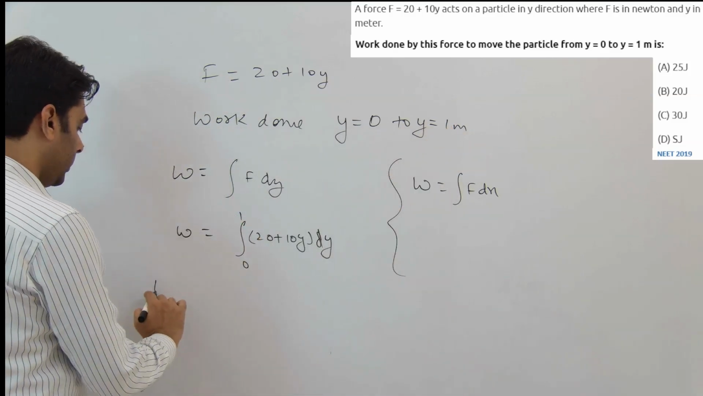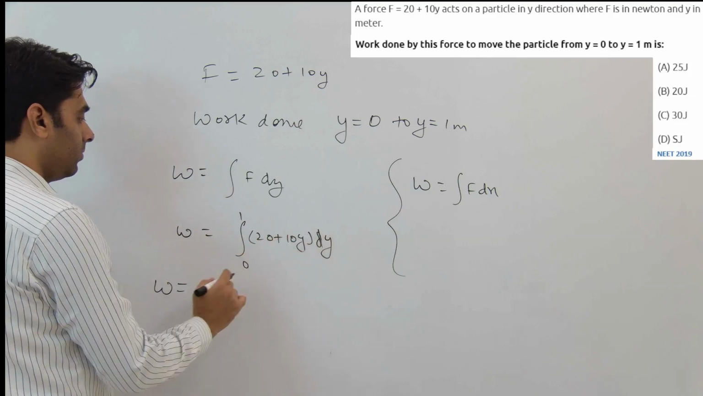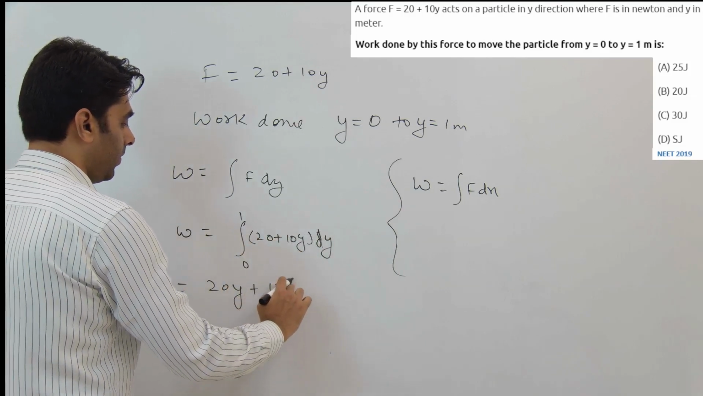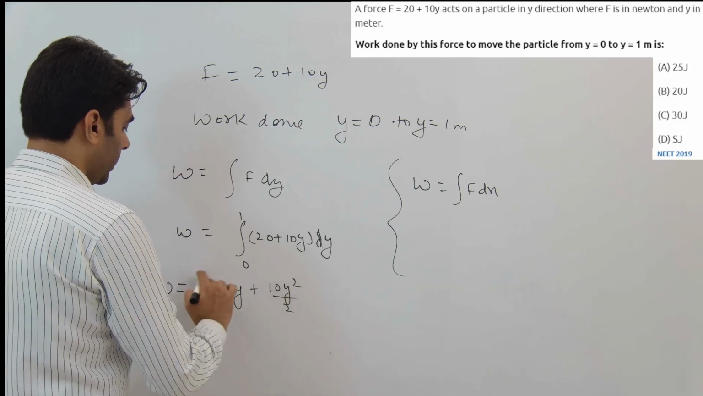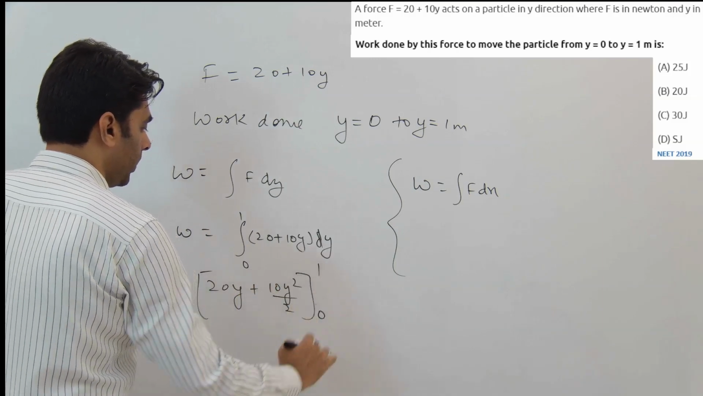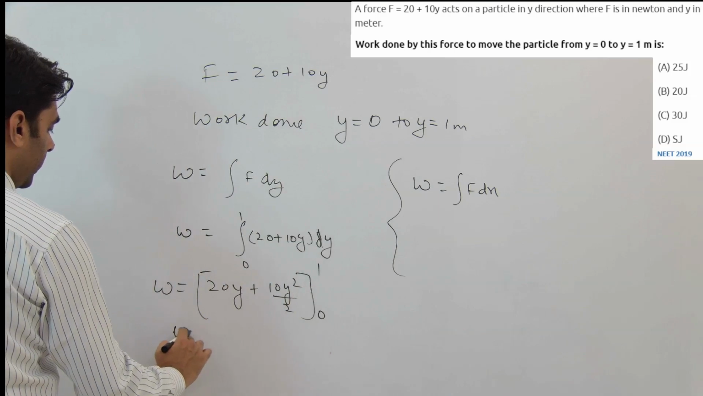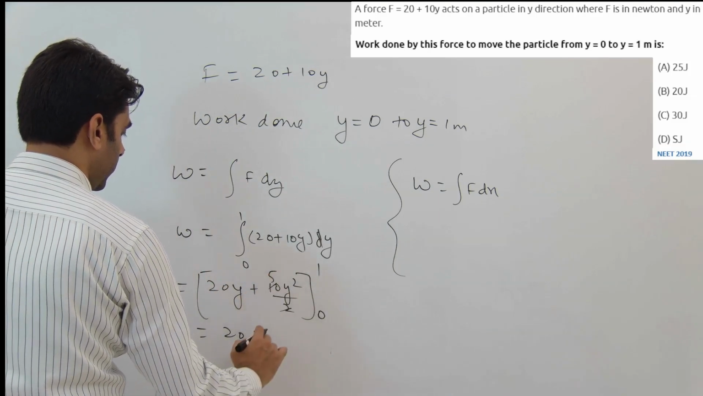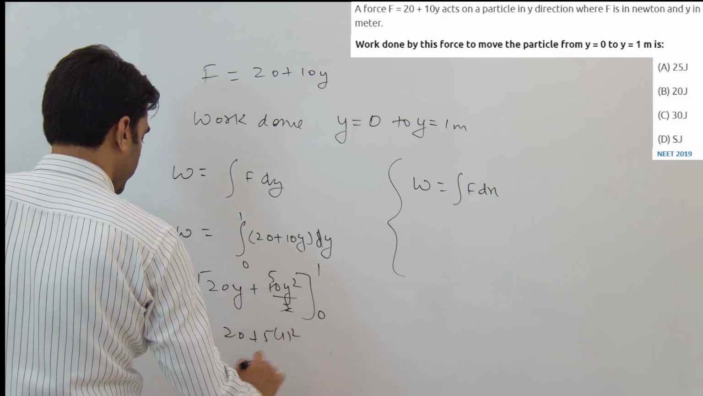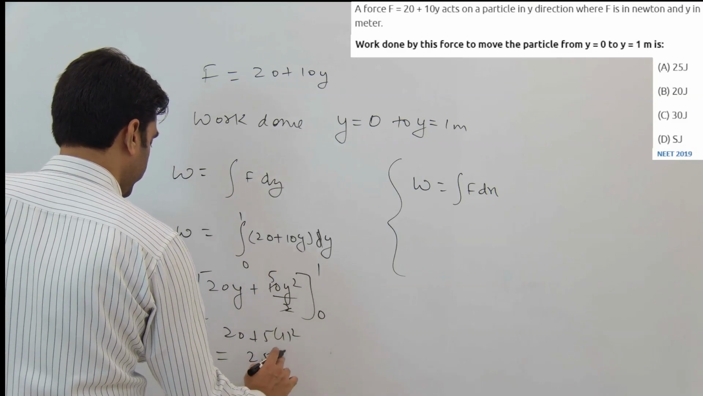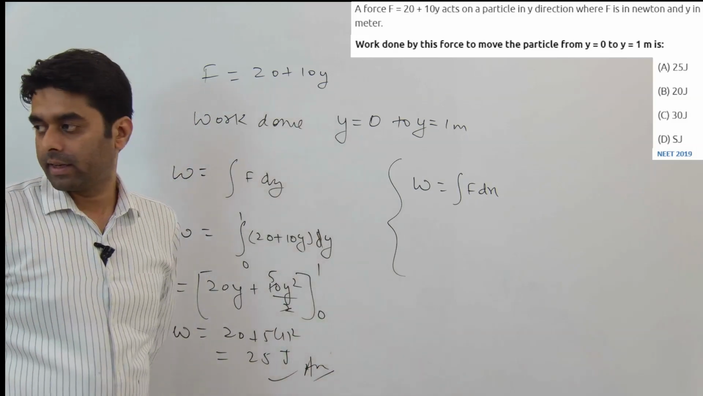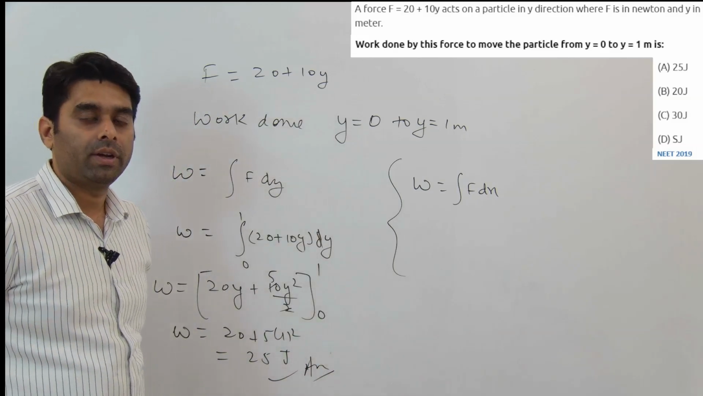Now work done we can write as, if we integrate this, it will come out to be 20y plus 10y square by 2. Limits are from 0 to 1. If we substitute the limit, we get 20 plus this will be your 5, so 5 into 1 square. So 20 plus 5, that is your 25 joule. 25 joule is our correct answer. Option number A.